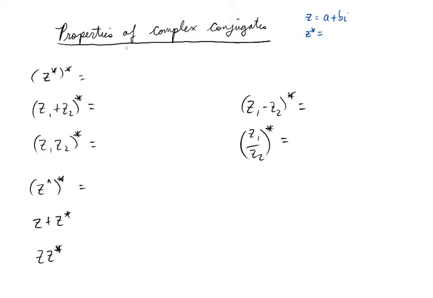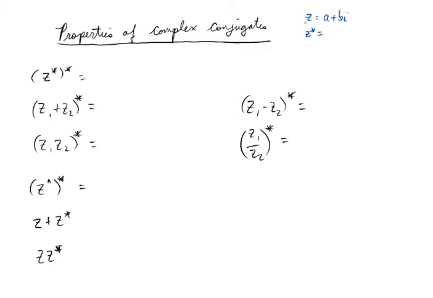Okay, we're going to be talking about, in this video, properties of complex conjugates. Complex conjugates being conjugates when we're talking about complex numbers. So if I have z, a complex number defined as a plus bi, where a and b are real numbers, we have a real part and an imaginary part.